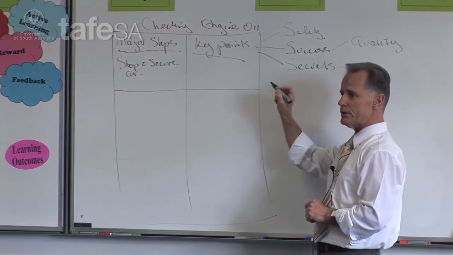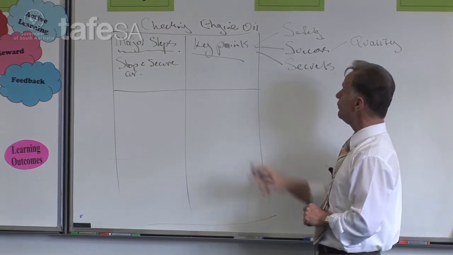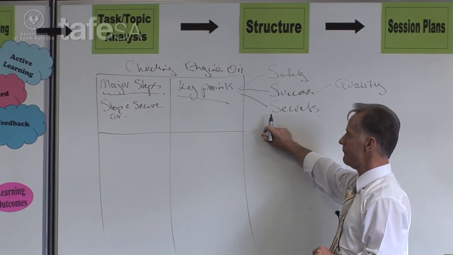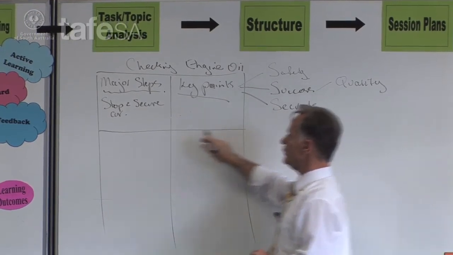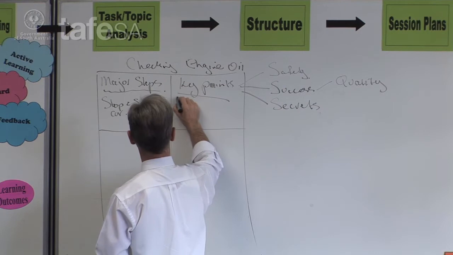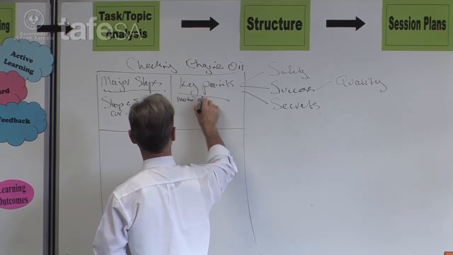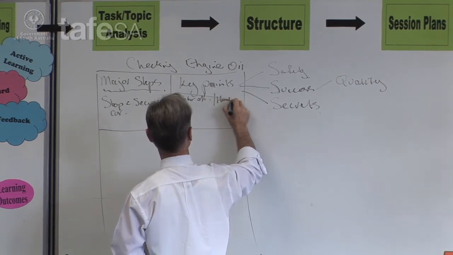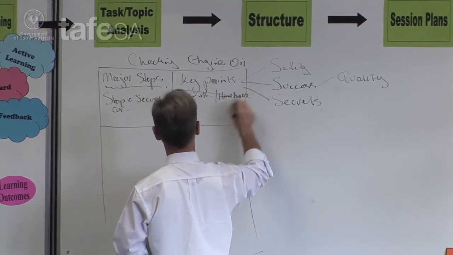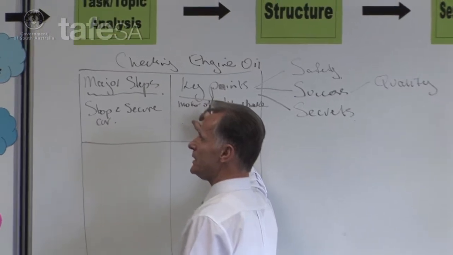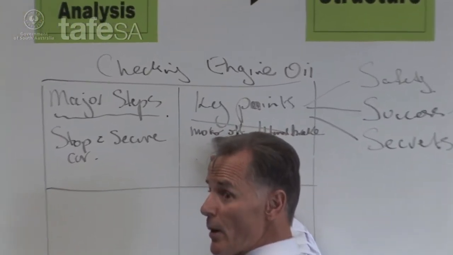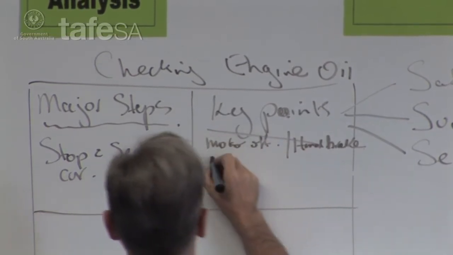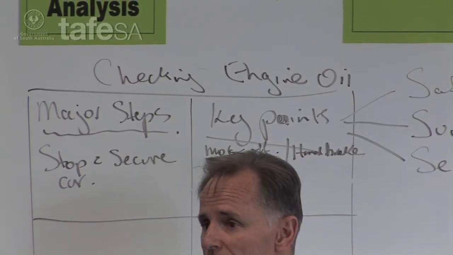Now add your key points to the major step. First of all, look at safety. So you've said stop, but I want to qualify that. Motor off. Yeah, motor off. Safety. Handbrake. OH&S. Any other issues with OH&S? Would you have to make sure the motor's cool? Yes. Cool. Or beware of hot motor.